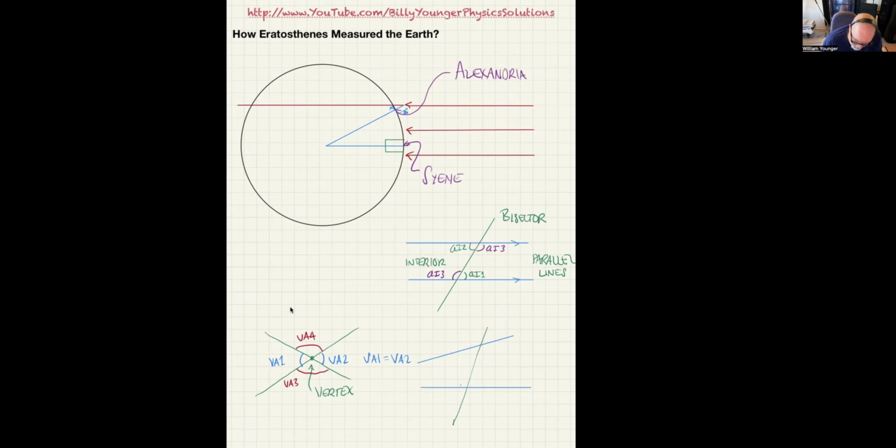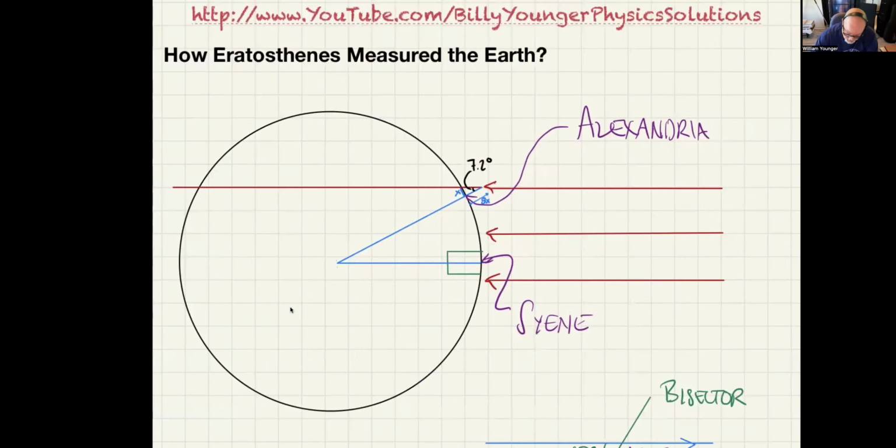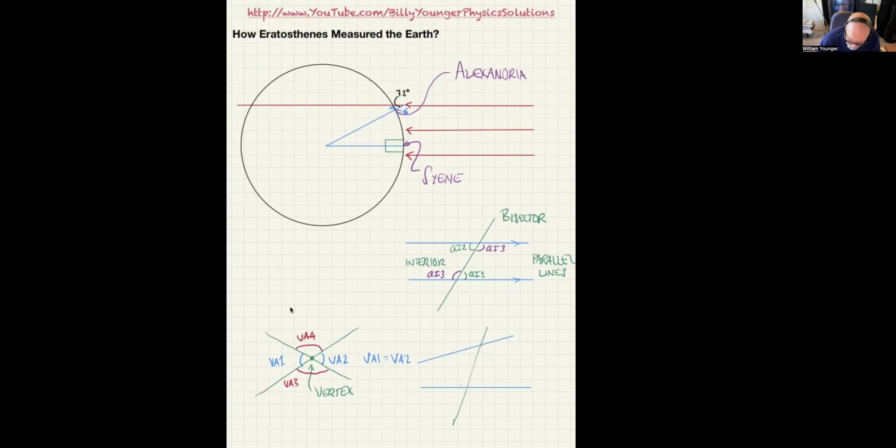If you'll notice, this line that I have drawn from the center of the earth through the bottom of the well at Syene is exactly parallel to the rays of sunlight. And the red line up here is one of the rays of sunlight. So this line and this line are parallel. So you can clearly see that this angle right here and this angle right here are alternate interior angles. From that, he was able to measure that this angle right here was 7.2 degrees. So let me do this in black right here. This angle is 7.2 degrees. And because alternate interior angles are equal when the bisector crosses parallel rays, this angle right here is 7.2 degrees as well.